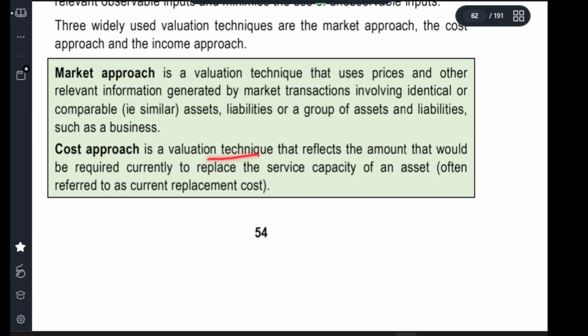The cost approach is a valuation technique that reflects the amount that would be required currently to replace the service capacity of an asset, referred to as the current replacement cost. So we will be able to sell it.